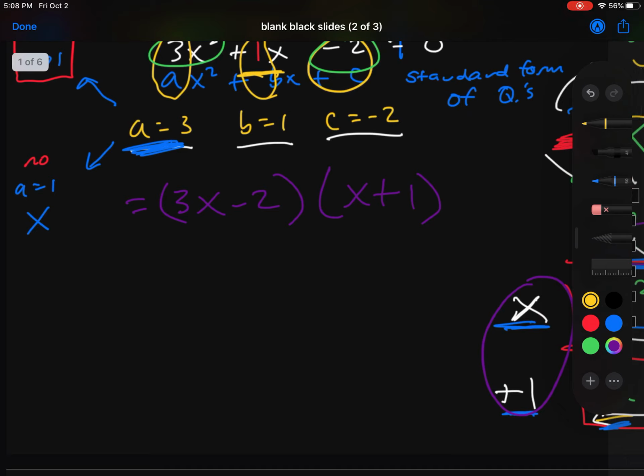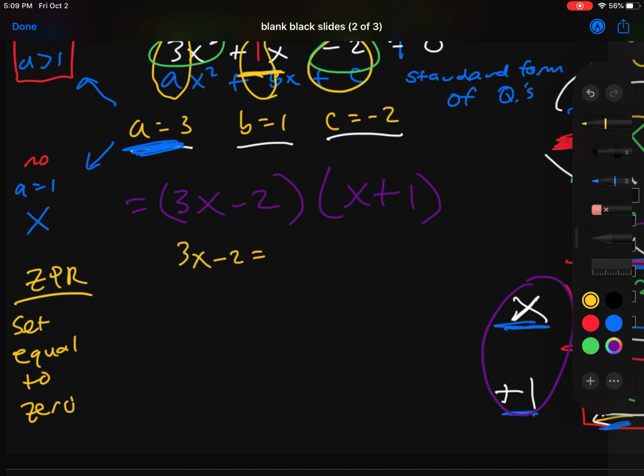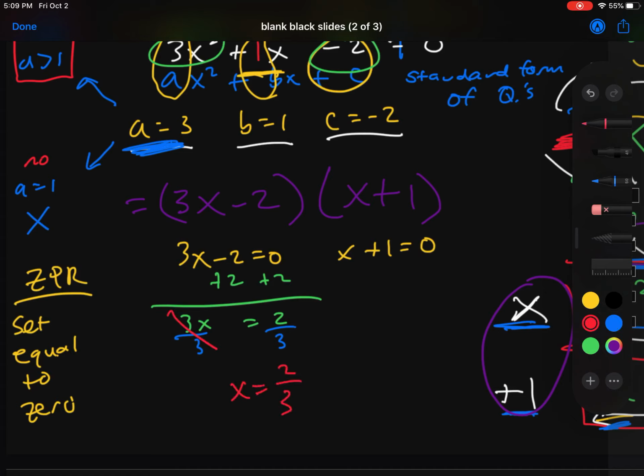Okay, now we're going to do the zero product rule. What is that? You basically just set it equal to 0. Let's set each of these equal to 0. Okay? And now we're just going to solve here. So I'm going to add 2, and then I'm going to divide by 3. X equals 2/3. And then over here we just have subtract 1. So I get x equals -1.